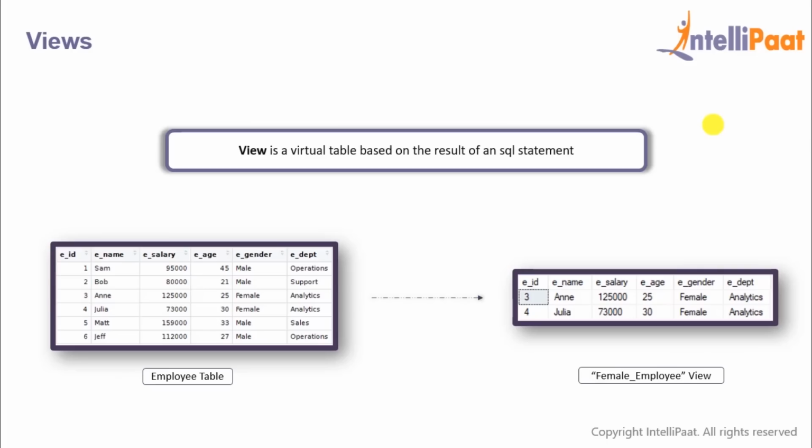So views are virtual tables which are used to limit the information that we want to display. And these are actually nothing but the result of an SQL statement which have a name associated with them. For example, from this employee table, let's say we wanted to perform multiple operations on the records where the gender is female. So we can create a view for only the female employees from the entire employee table.